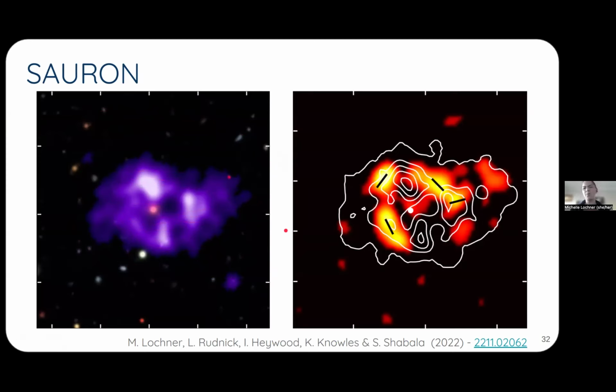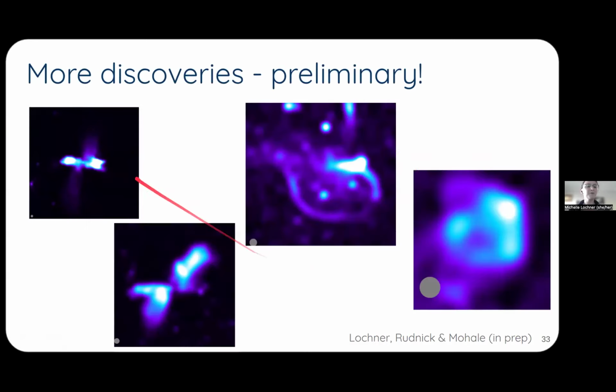So anytime someone says, what has machine learning ever done? It hasn't ever actually discovered anything. You can say, no, it discovered Sauron. And we've got quite a few more discoveries on the way.